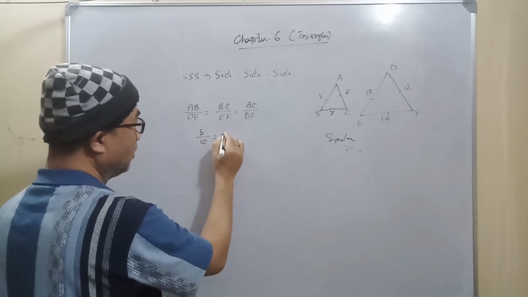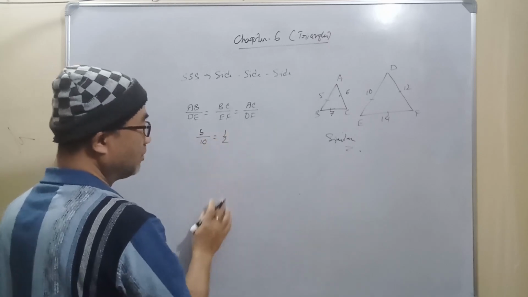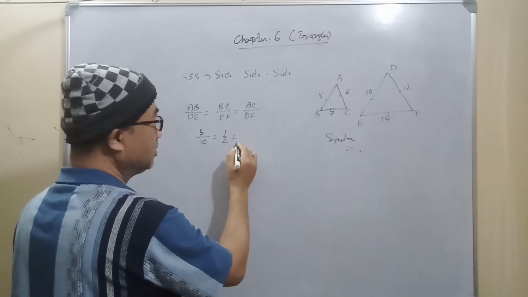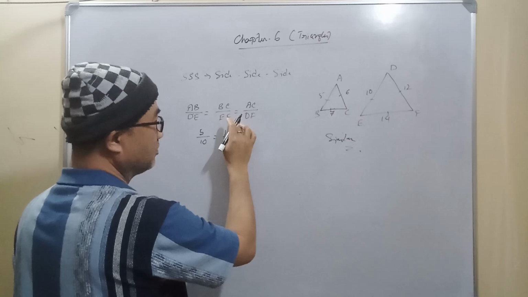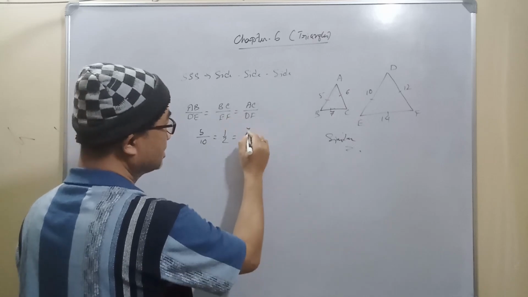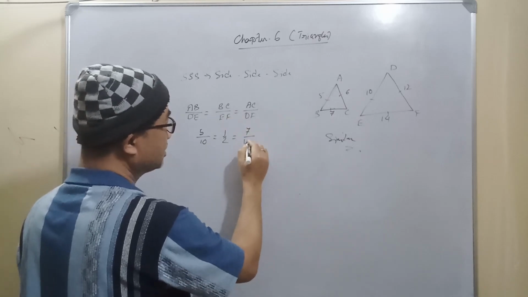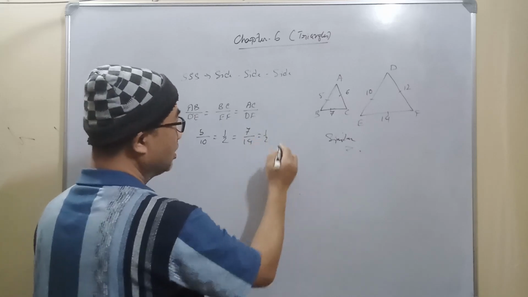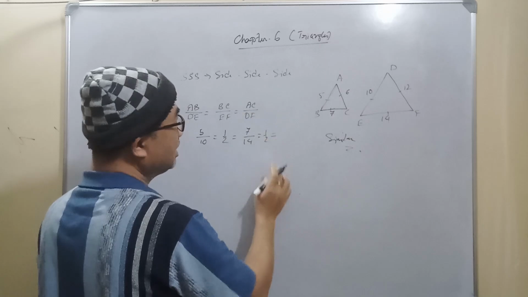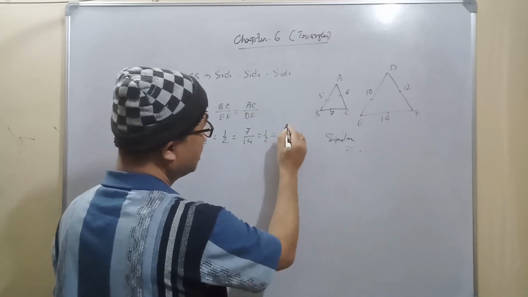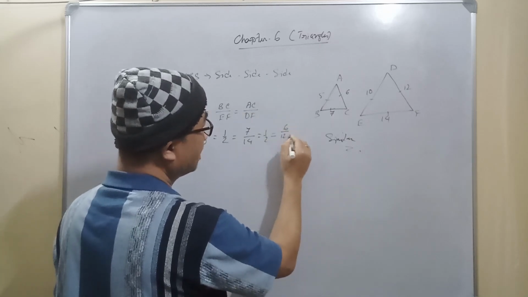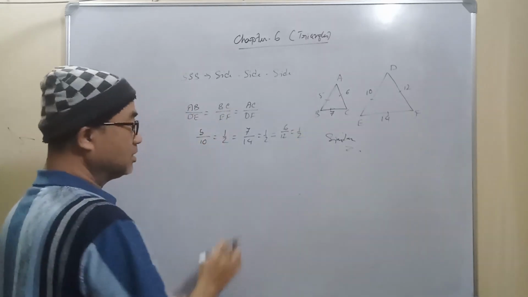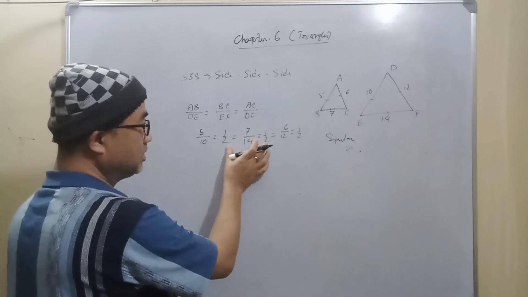What is the value of this? This is 5 by 10, equal to half. This is equal to BC by EF. What is BC? 7 by EF is 14. This is also equal to half, which is equal to AC by DF. What is AC by DF? It is 6 by 12. This is also equal to half. So the ratio is the same.